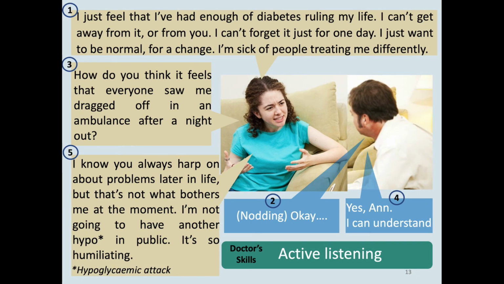I just feel that I've had enough of diabetes ruling my life. I can't get away from it, or from you. I can't forget it just for one day. I just want to be normal, for a change. I'm sick of people treating me differently. Okay. How do you think it feels that everyone saw me dragged off in an ambulance after a night out? Yes, Anne. I can understand. I know you always harp on about problems later in life, but that's not what bothers me at the moment. I'm not going to have another hypo in public.